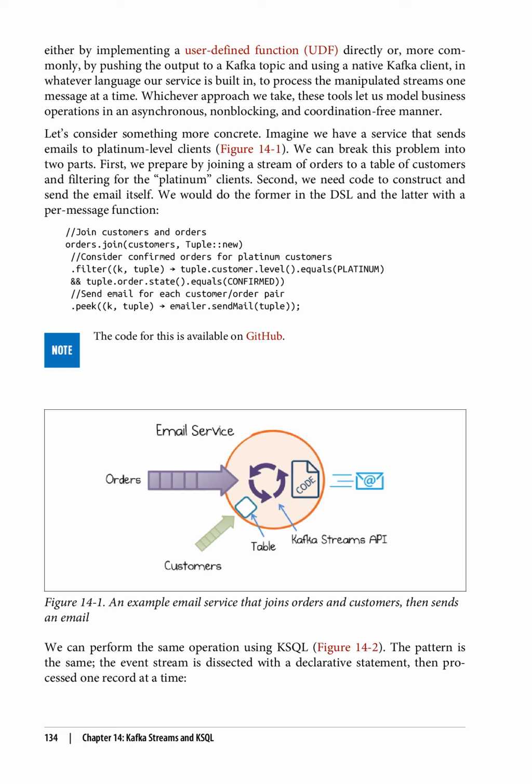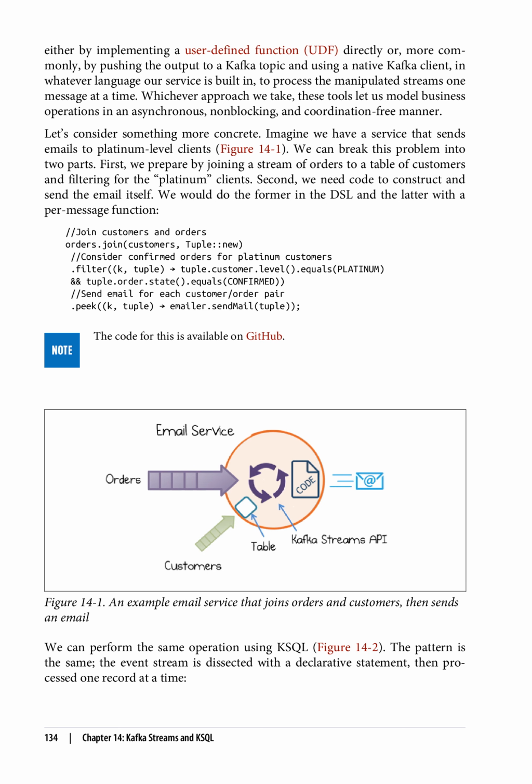Let's consider something more concrete. Imagine we have a service that sends emails to platinum-level clients, figure 14.1. We can break this problem into two parts. First, we prepare by joining a stream of orders to a table of customers and filtering for the platinum clients. Second, we need code to construct and send the email itself. We would do the former in the DSL and the latter with a per message function. The code for this is available on GitHub.